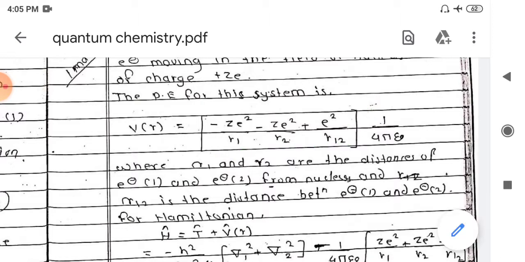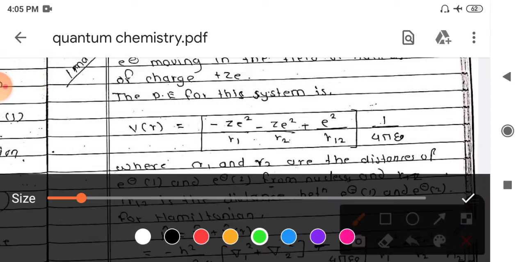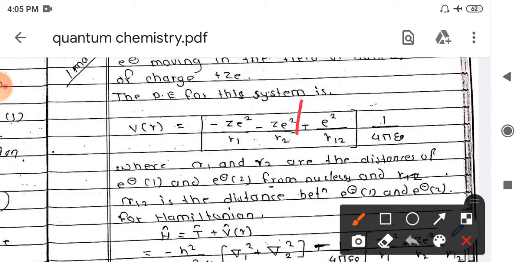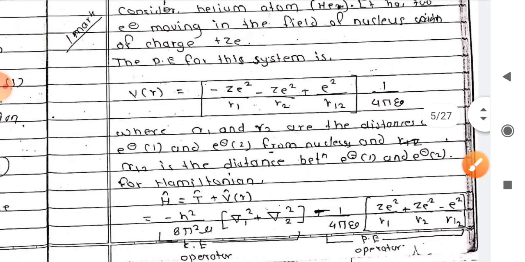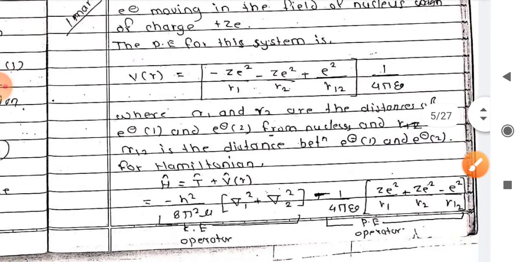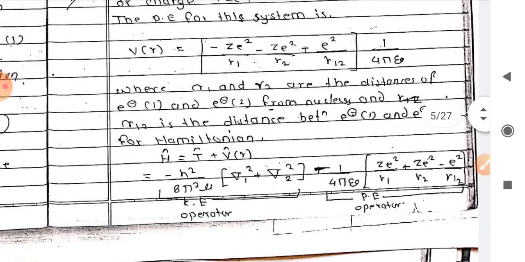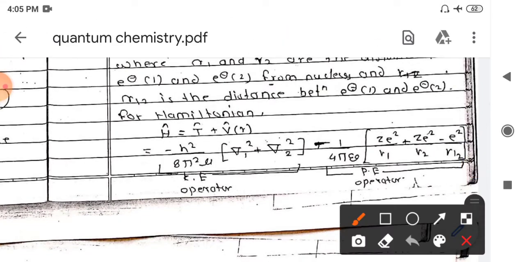And here you can see that the sign of the last term is positive. Okay, why is it so? Because due to this electron repulsion, the overall energy of the system will increase. So where r1 and r2 are the distances of electron 1 and electron 2 from the nucleus, and r12 is the distance between electron 1 and electron 2.